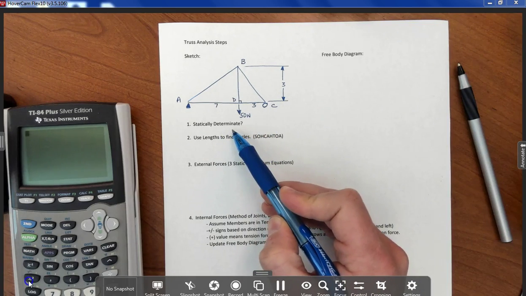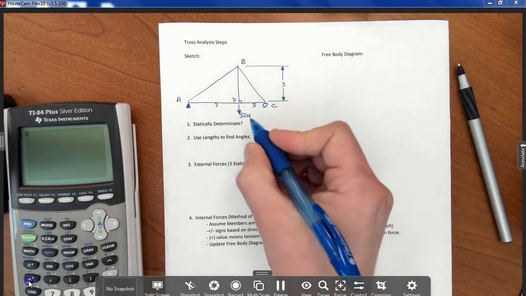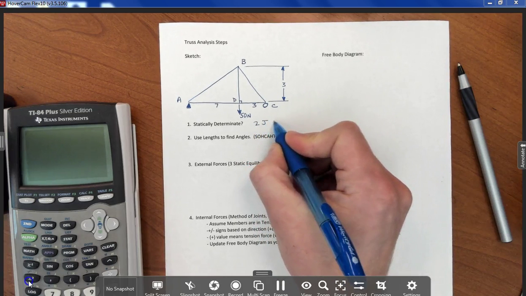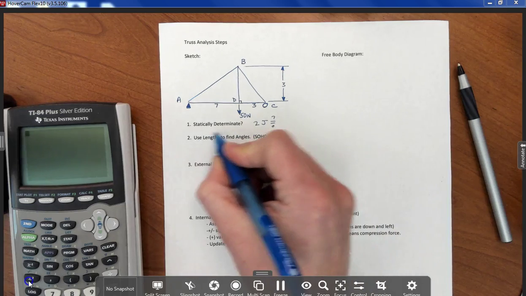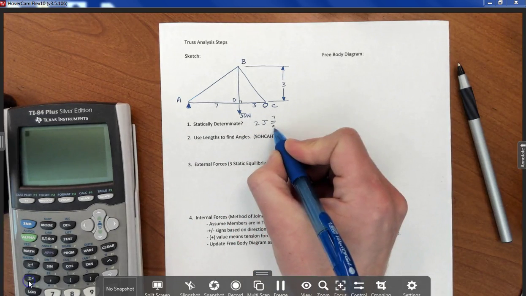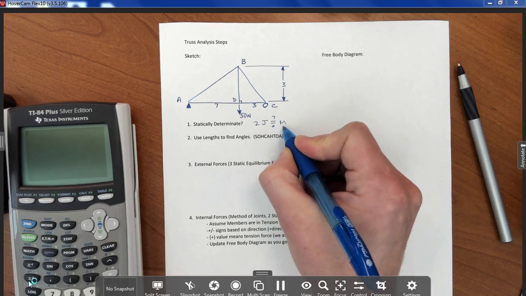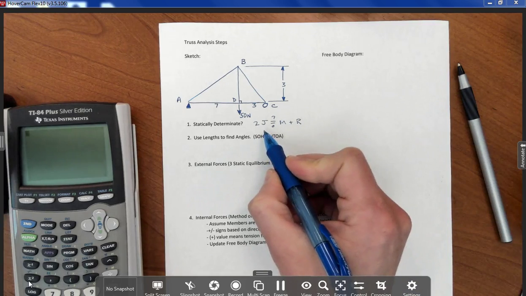First, you want to make sure that the truss is statically determinate, meaning we can solve it. The formula for statically determinate is 2 times the number of joints should equal, this is really a question mark, M plus R to determine is it statically determinate. We're kind of asking ourselves, will this be true? M is the number of members, and R is the number of reaction forces.